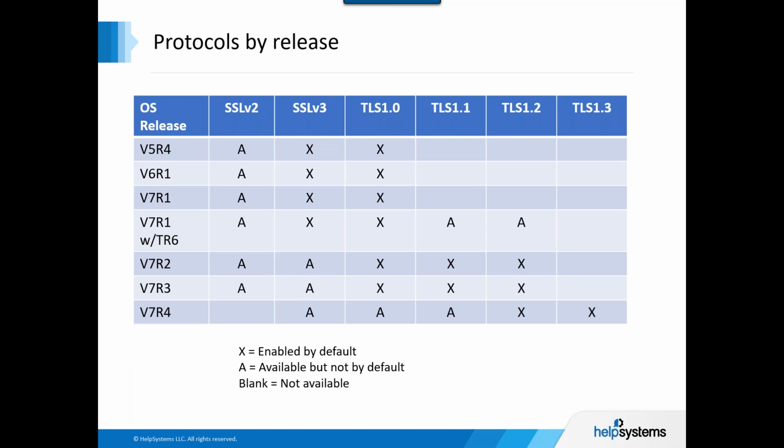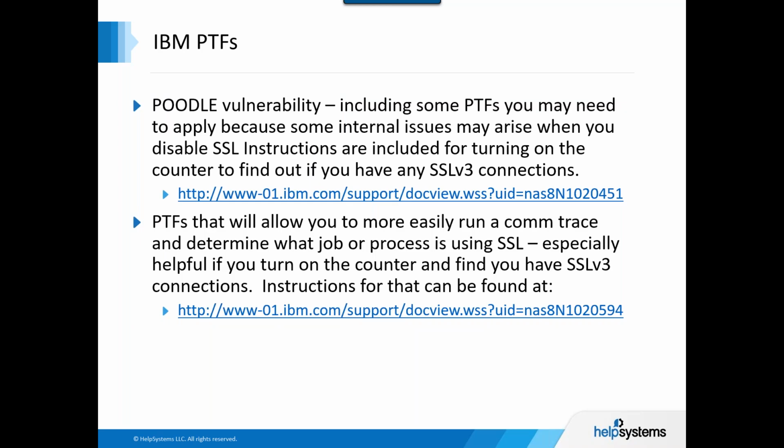So you can see these are the protocols by release. This is one reason, again, to stay current from an operating system point of view, because you can see that TLS 1.2 only became available in version 7.1 with technology release 6. So again, staying current is something from a system administrator point of view that you want to endeavor to do. So before you just go ahead and change the system value, this is one of those that can break things. So you want to do some research before you just set it.